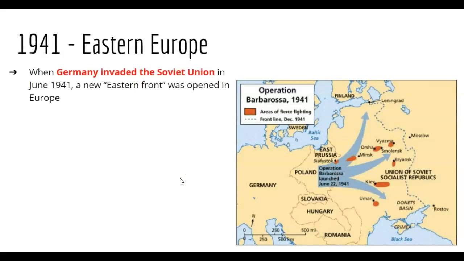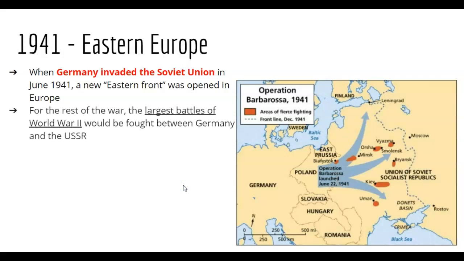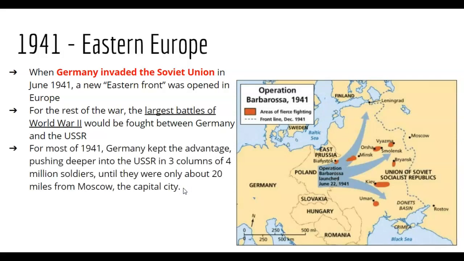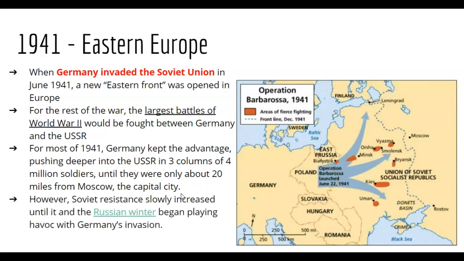They invade in June when it's summer. They open up a new Eastern Front there. Again, this will be where the biggest battles of the war are fought. For most of '41, Germany keeps the advantage. They keep pushing deeper and deeper into the Soviet Union. Eventually, however, the Soviets begin to muster up a resistance.